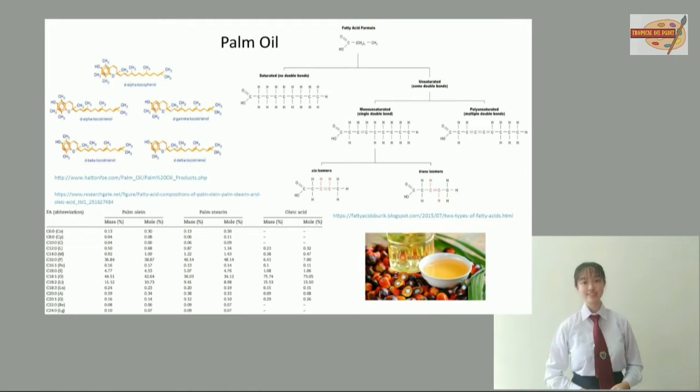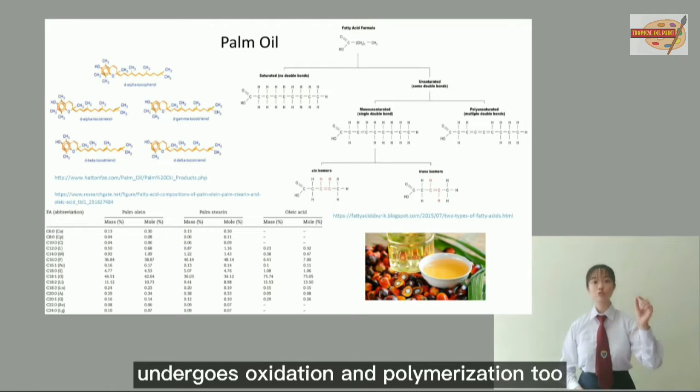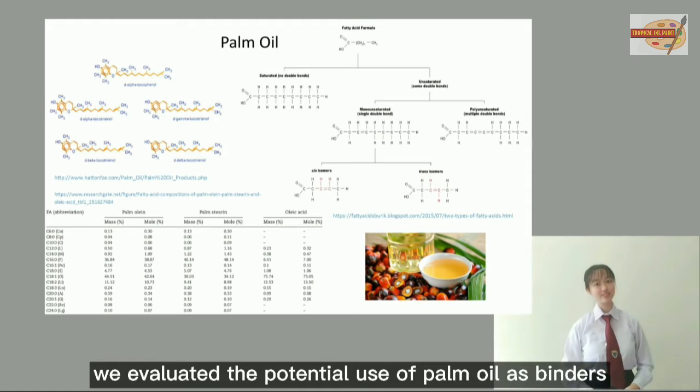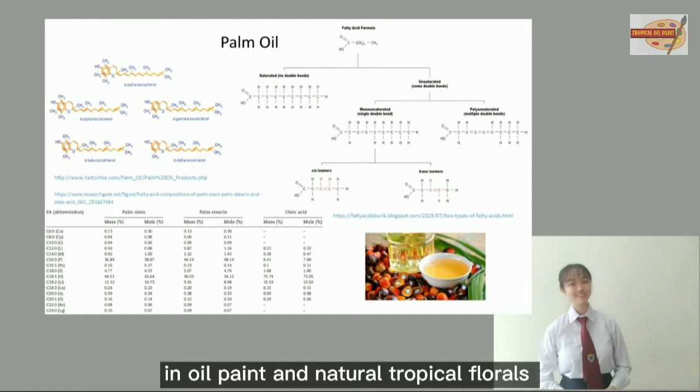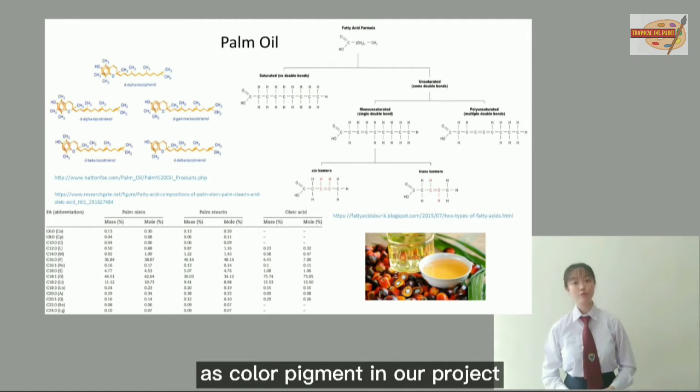On the other hand, palm oil is a type of unsaturated oil that can undergo oxidation and polymerization too. So, we evaluated the potential use of palm oil as binders in oil paint and natural tropical floras as color pigment in our project.